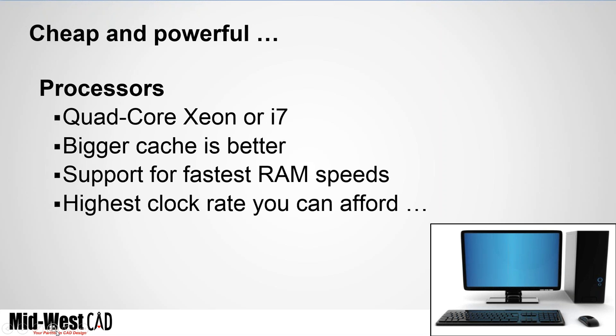Get the absolute highest clock rate processor you can get. So let's say that you're running principally AutoCAD on a workstation. Should you get a dual processor machine that has 8 cores that's running at 2 gigahertz, or should you get a quad core, one processor, that's running at 3.7? You should go with the 3.7 single processor machine, because the clock rate of the processor determines your performance.